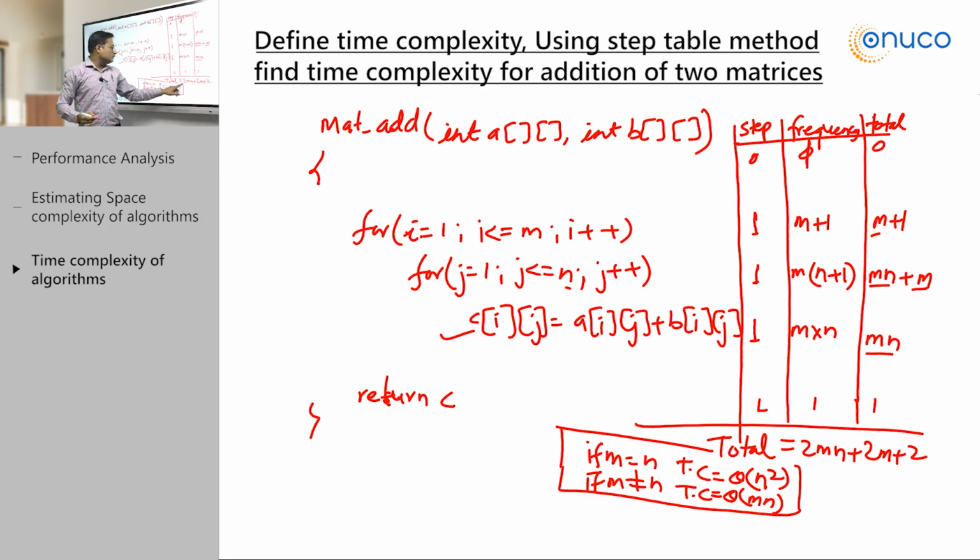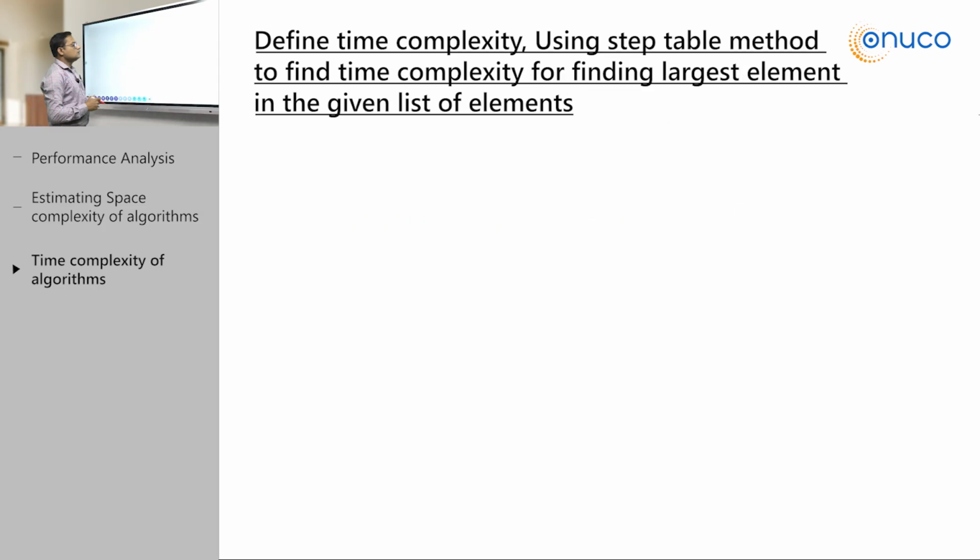Why were the remaining terms not considered here? You have written mn but not m and 2, because these values are lesser than mn. So in front of the larger values we have ignored the constant part or linear part, because here you are getting quadratic m cross n, right? So this is all about the time complexity by step count method.